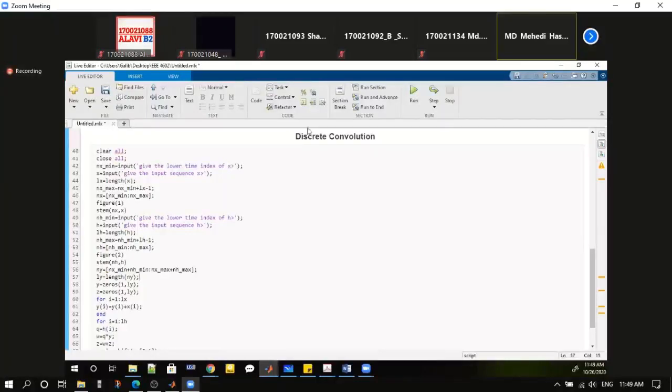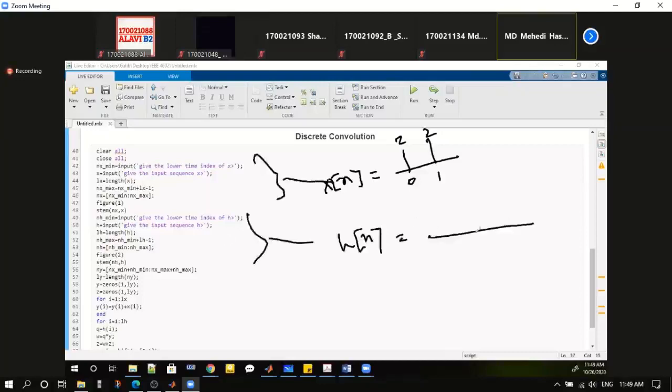So take the example xn equal to 0, 2 and 2, and hn equal to, this is for the hn, this is for the xn, equal to 0, 1 and 2. This is the 1, this is the 2, this is the 3. Explain this code, okay? You have again 10 minutes to think about this one.